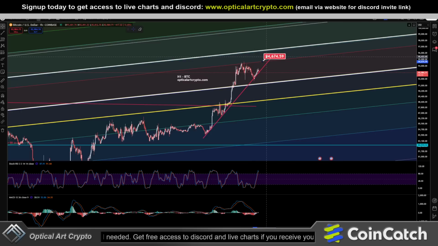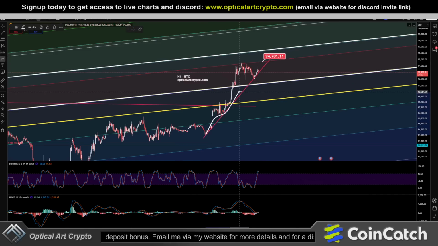If we continue riding up this line, your key resistance right now on the hourly is around 94,700. If we break this support level, well, obviously we're going to get a drop. Looks like we're teetering on it now. At the time of recording this video, we're at 93K.